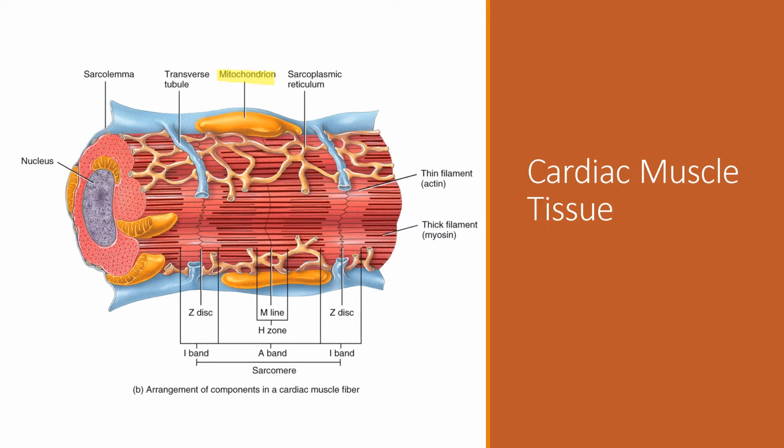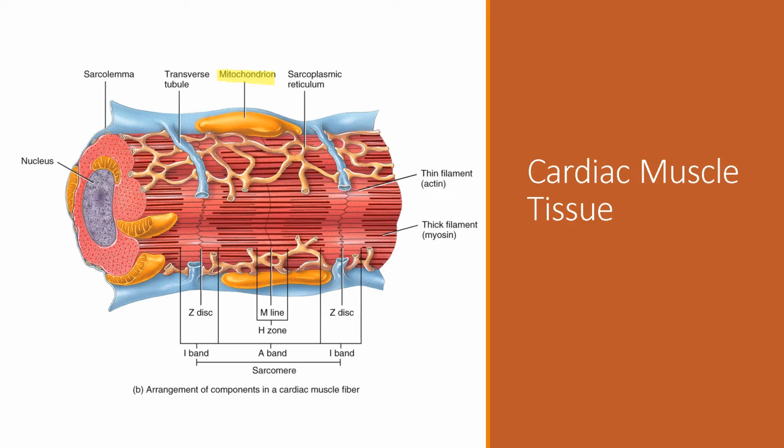The mitochondria are a lot larger and also more numerous in cardiac muscle fibers than in skeletal muscle fibers. In cardiac muscle fiber, they take up to about 25% of the cytosolic space. In a skeletal muscle fiber, they only take up about 2% of the cytosolic space.